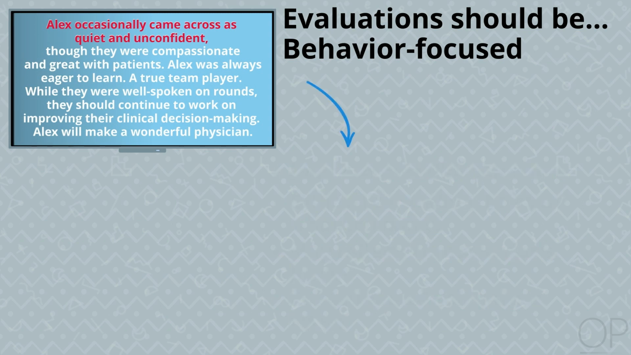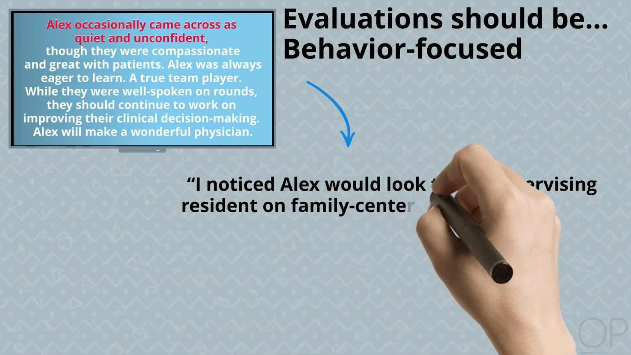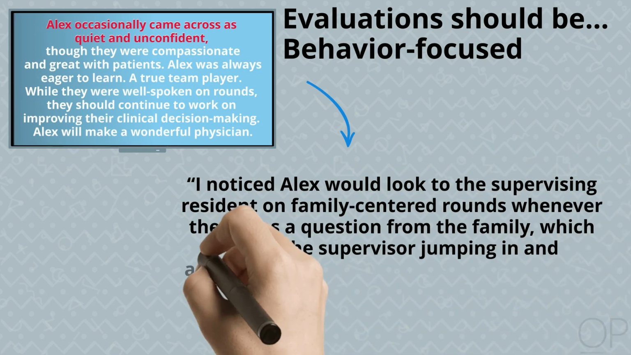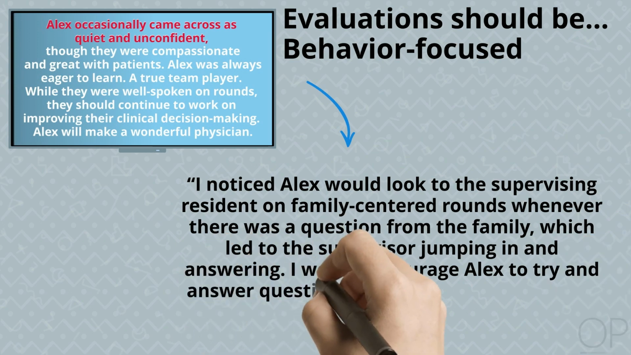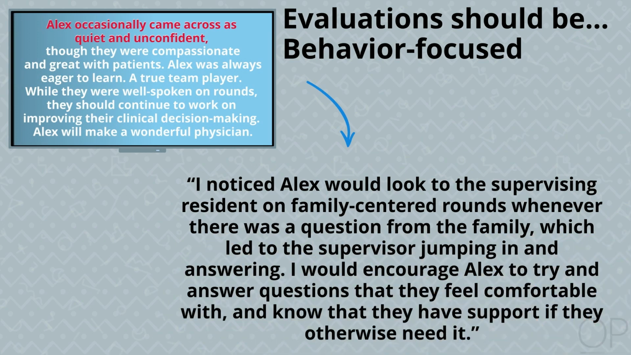So instead, let's write this in a behavior-focused way. Describe the behaviors that led you to think Alex was unconfident. How about, I noticed Alex would look to the supervising resident on family-centered rounds whenever there was a question from the family, which led to the supervisor jumping in and answering. I would encourage Alex to try and answer questions that they feel comfortable with and know that they have support if they otherwise need it.